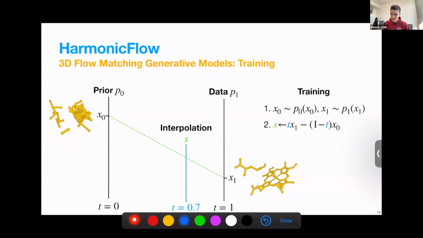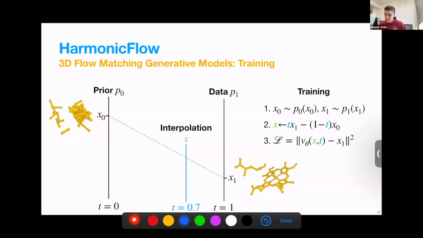If we have point clouds, it's literally a 3D interpolation, and we have time, and then we randomly choose a time between 0 and 1, say 0.7. And then at this fraction of the interpolation, we select our x. So our x becomes this. And then we just put this x into a neural network and ask it to predict x1. Like, where did this interpolation come from, and what was the data for it?